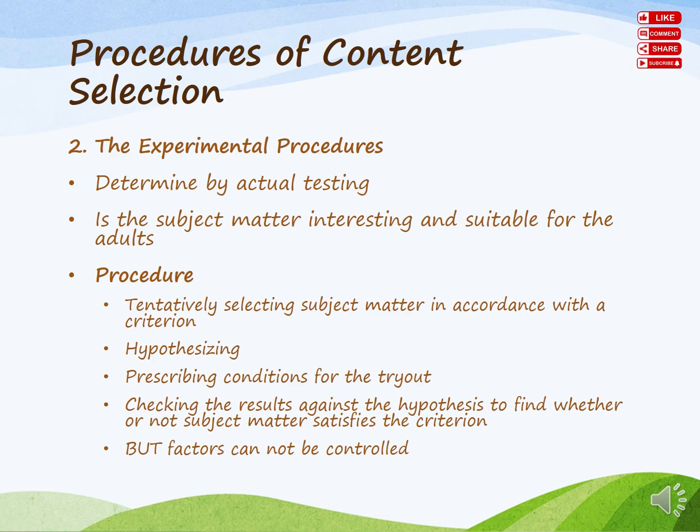Now, the next is the experimental procedures. They are determined by actual testing. Is the subject matter interesting and suitable for the adults? Now, their procedure is tentatively selecting subject matter in accordance with the criteria. They hypothesize and prescribe conditions for the tryout. Next is checking the results against the hypothesis to find whether or not subject matter satisfies the criteria. Next is factors that cannot be controlled.